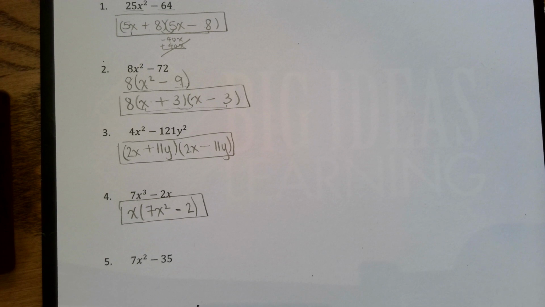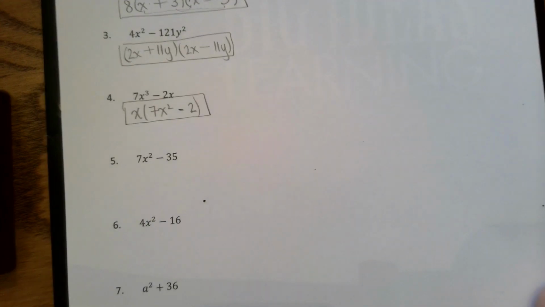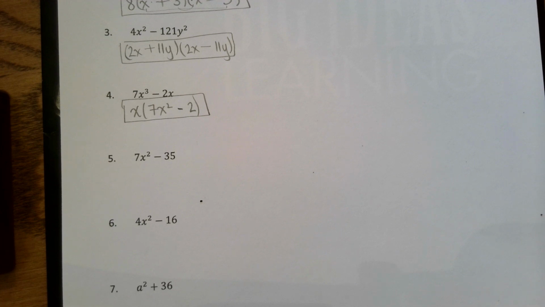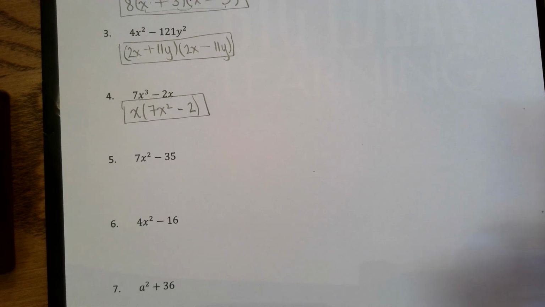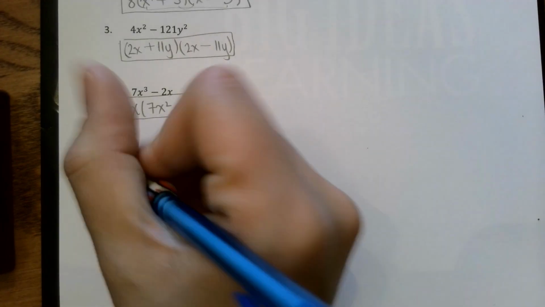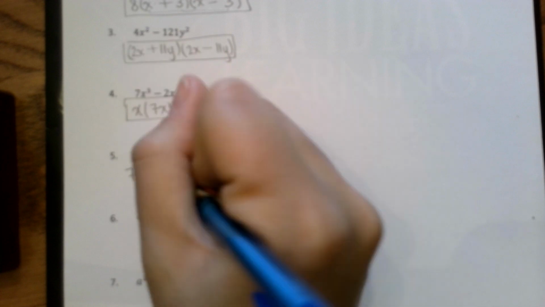Okay, if we look at number 5, again, I can't really tell that those are perfect squares, right? I know 7's not a perfect square, and I know 35's not a perfect square. However, they are both divisible by 7. So I can pull out that GCF of 7, and then I'm left with x squared minus 5.